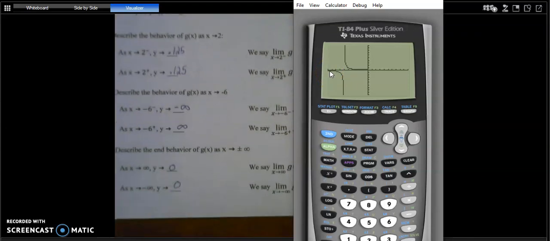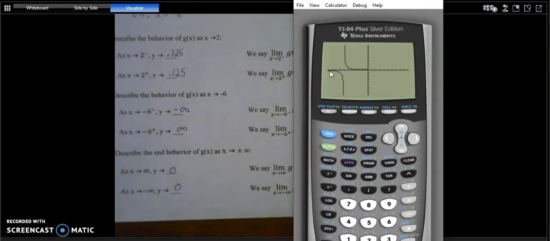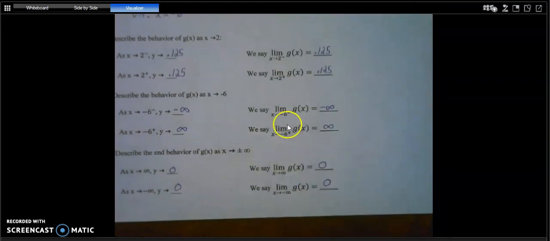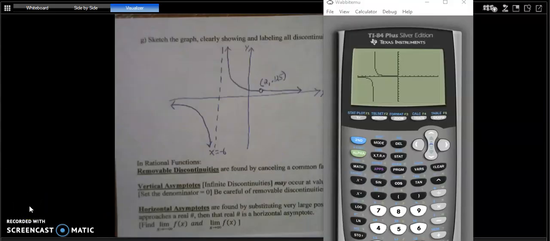So using the notation, what's happening here as x approaches infinity, the y value is approaching 0, and as x approaches -infinity, the y value is also approaching 0. And then here is the limit notation to write that. So now we want to sketch a graph.